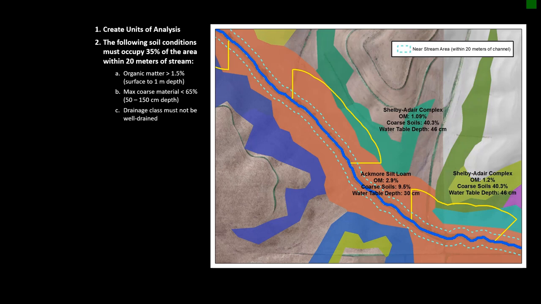The soil criteria defaults are as follows: that organic matter must make up at least 1.5%, and that is from the surface to 1 meter depth. The max coarse material must be less than 65% from 50 to 150 centimeters depth. And the drainage class must not be well drained.